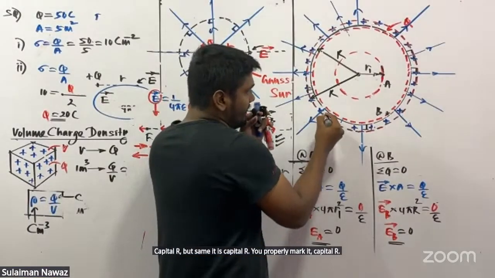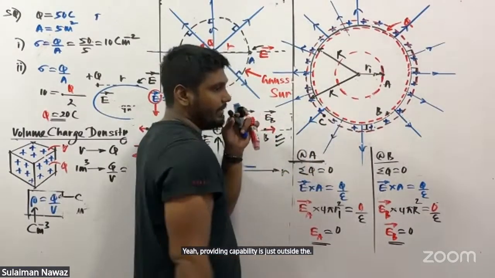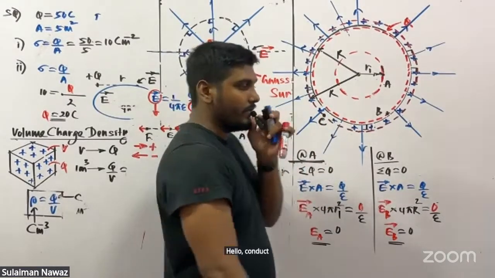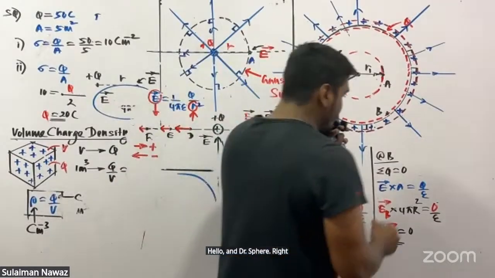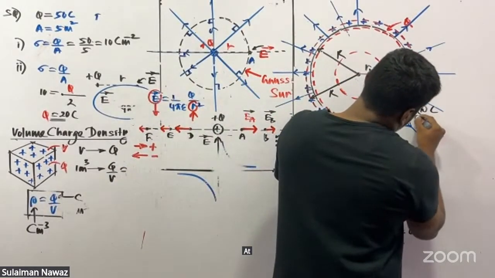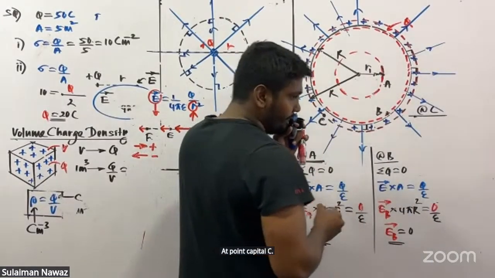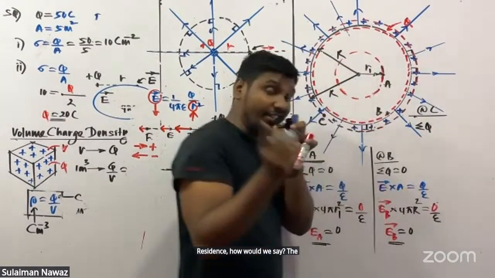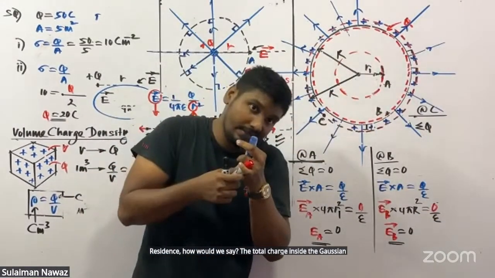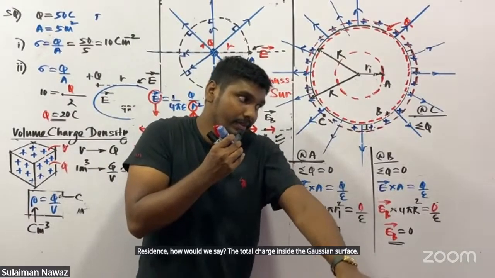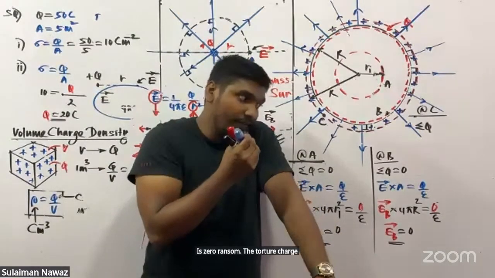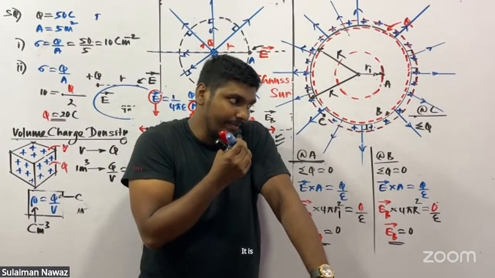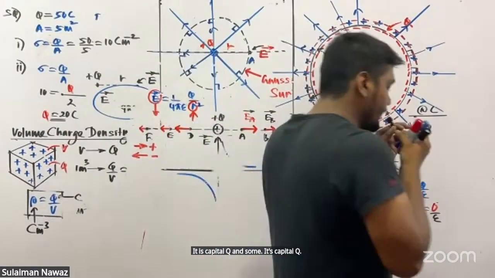The point capital C is just outside the hollow conductive sphere. This time at point capital C, how many charges do we say? The total charge inside the Gaussian surface is 0, hands up. Or is it capital Q, hands up? It's capital Q. That's the difference. Now you understand, right?